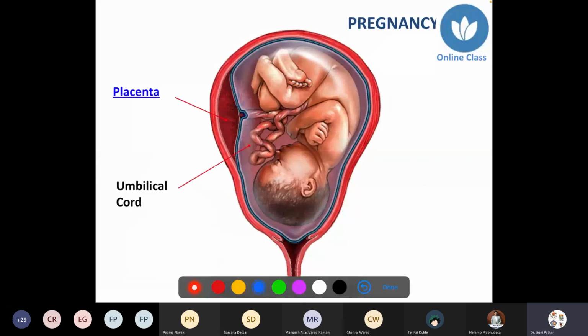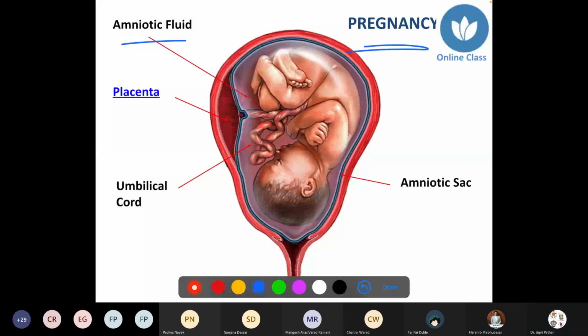You can see the placenta, umbilical cord, amniotic sac, amniotic fluid. Can you see this slide? It's just for your understanding how the baby is floating in the mother's womb, the connection, placenta, umbilical cord, then the amniotic sac.